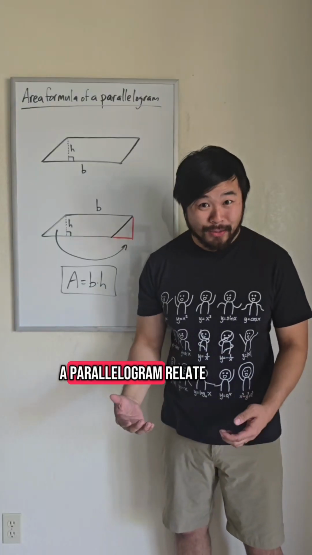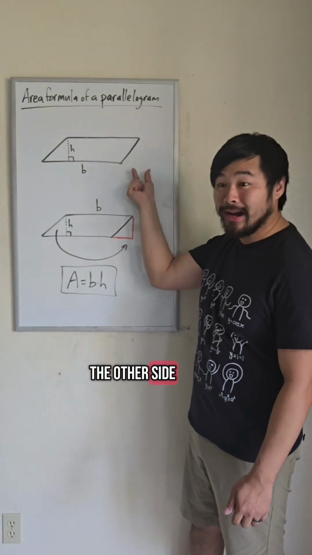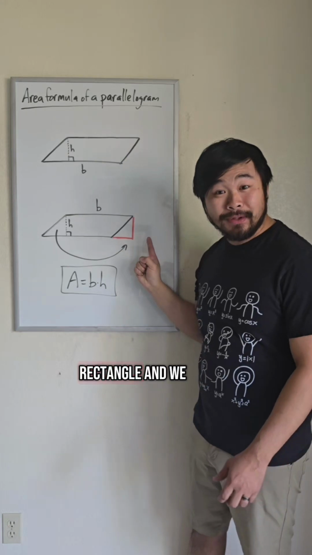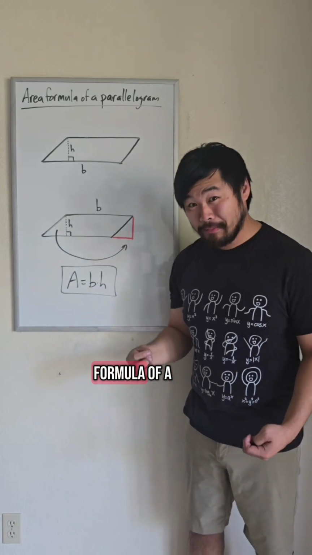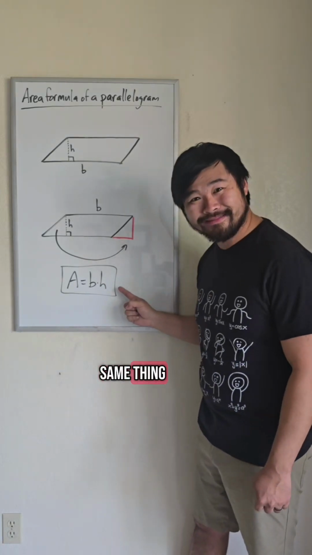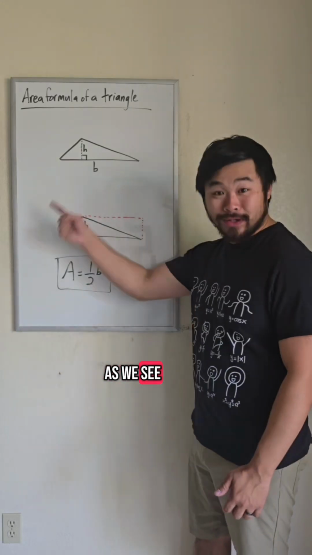Now, how does a parallelogram relate to a rectangle? Well, if we cut off this triangle and we put it on the other side, we get a rectangle. And we know a rectangle's area formula is base times height, so the area formula of a parallelogram is the same thing.